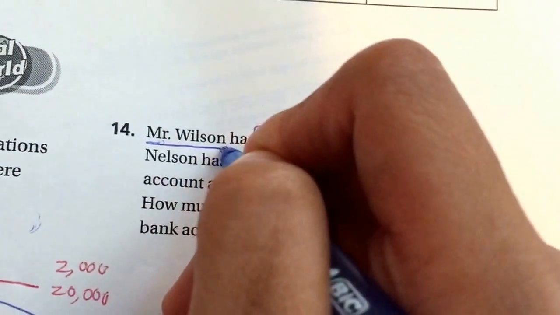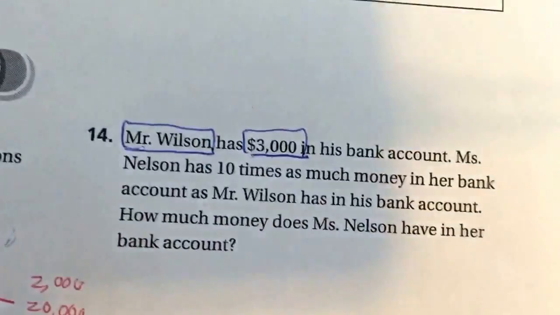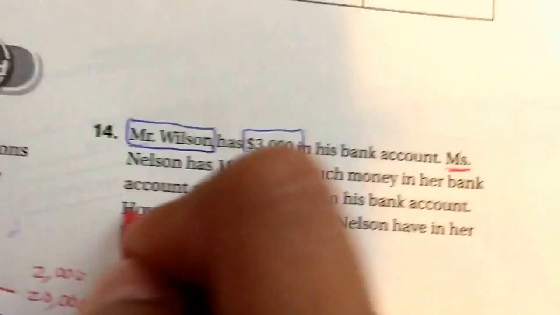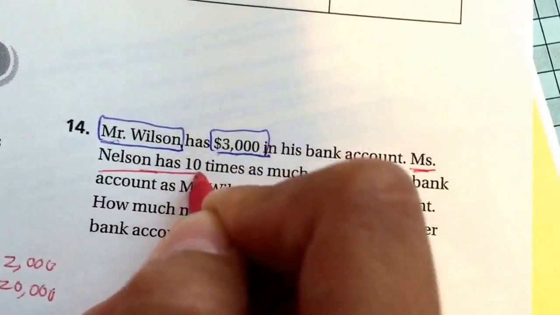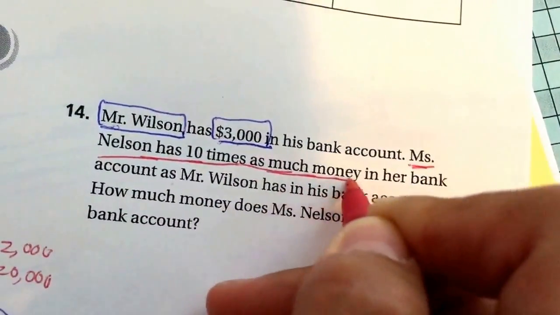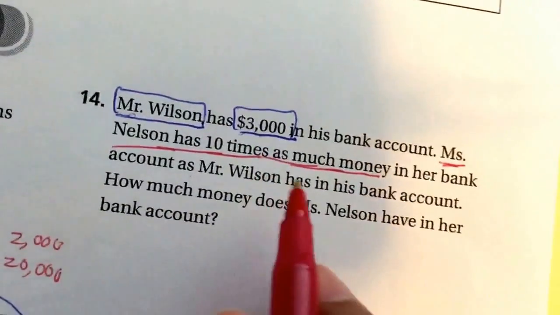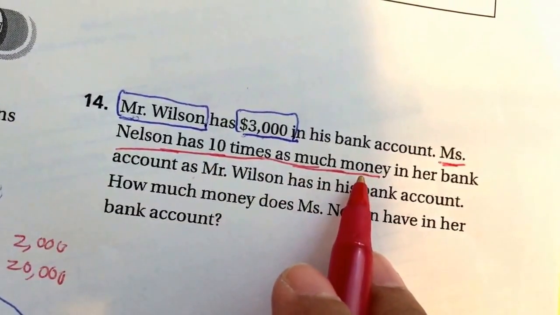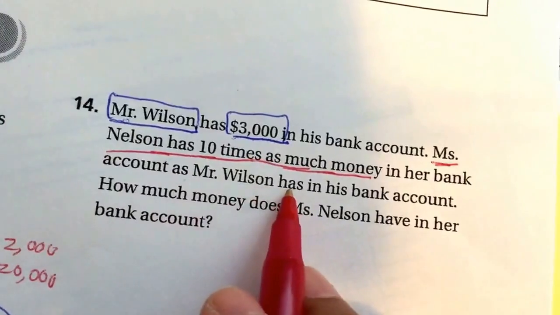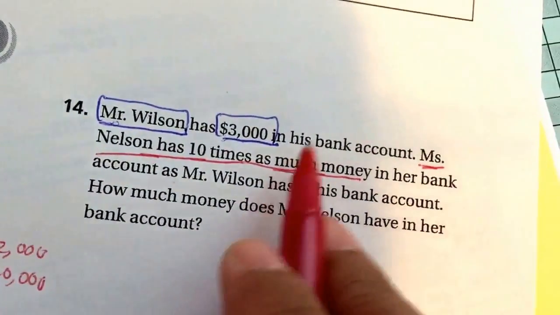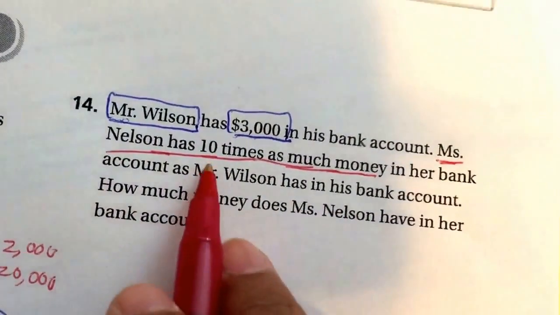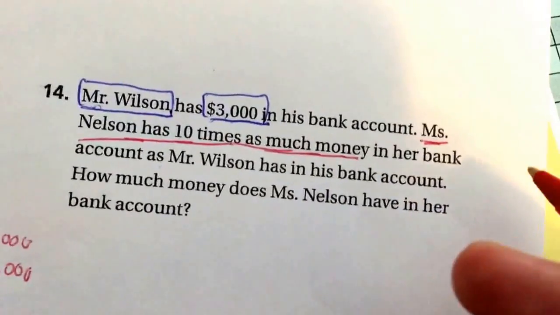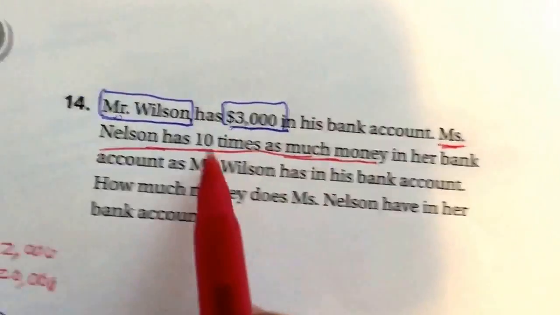That's Mr. Wilson's bank account. We're saying that Miss Nelson has 10 times as much money. Who has more money at this point? If we're saying Miss Nelson has 10 times as much money in her bank account as Mr. Wilson, who has more, Miss Nelson or Mr. Wilson? Miss Nelson.